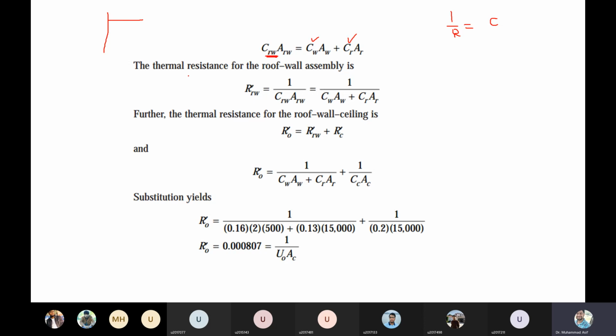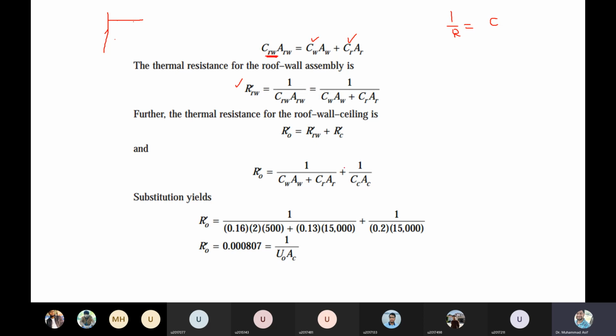And then what will be the thermal resistance? That will be the reciprocal of that. So the thermal resistance between the roof and the wall will be 1 divided by this value, and this value is basically the sum of those conductances. So this is the equivalent resistance between the roof and the wall. And then the roof and wall, they both are in series with the ceiling.